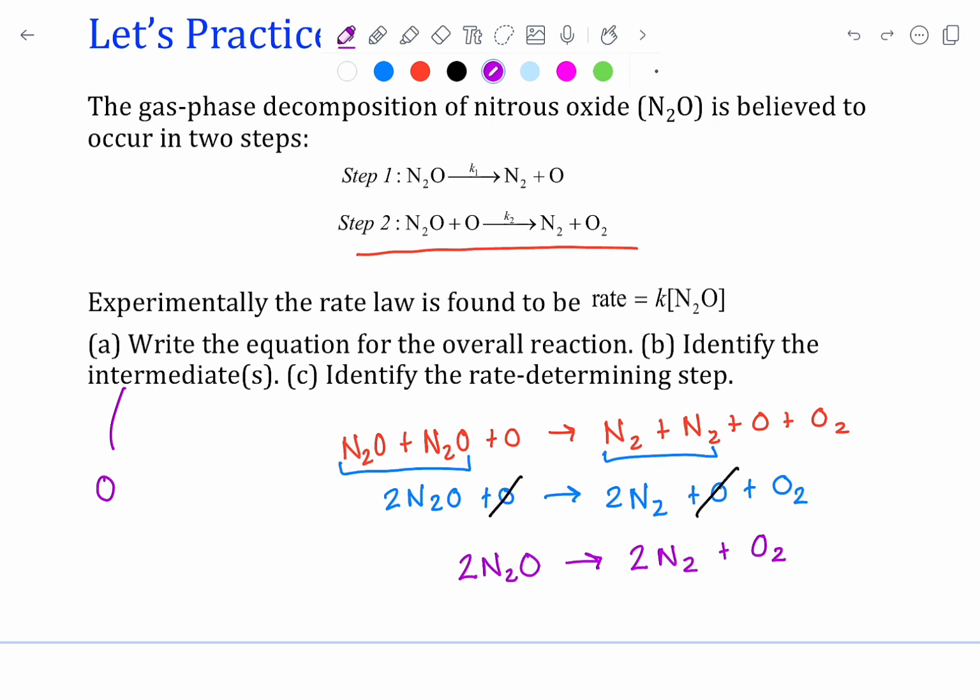Finally, we want to identify the rate determining step. Well, the rate determining step has to have the same rate law as the one determined experimentally. The rate law was determined experimentally to be rate is equal to K times the concentration of N2O. So we need to look for which step has only N2O as its reactant. Well, step 2 has N2O and oxygen, which was our intermediate, so that's a no, meaning step 1 only has N2O as a reactant, leaving this as the rate determining step.